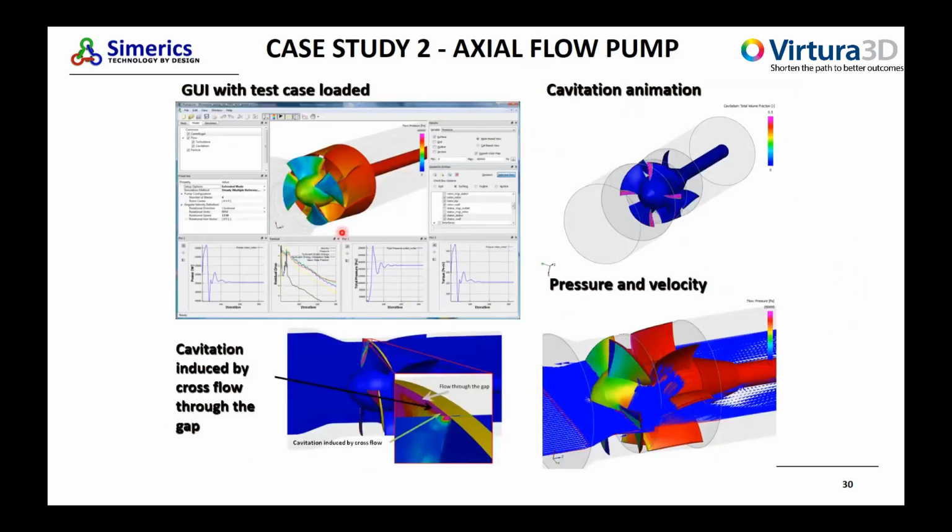This is how the GUI looks, which Yahweh actually talked about a little bit in detail. Here we are seeing the induction of the cavitation bubble by this cross flow through this small gap. We also have an animation here visualizing the cavitation bubble that gets formed on this blade. On the bottom right side, we have this pressure and velocity distribution, showing how this flow comes in and how the velocity field looks on this cross-sectional view.